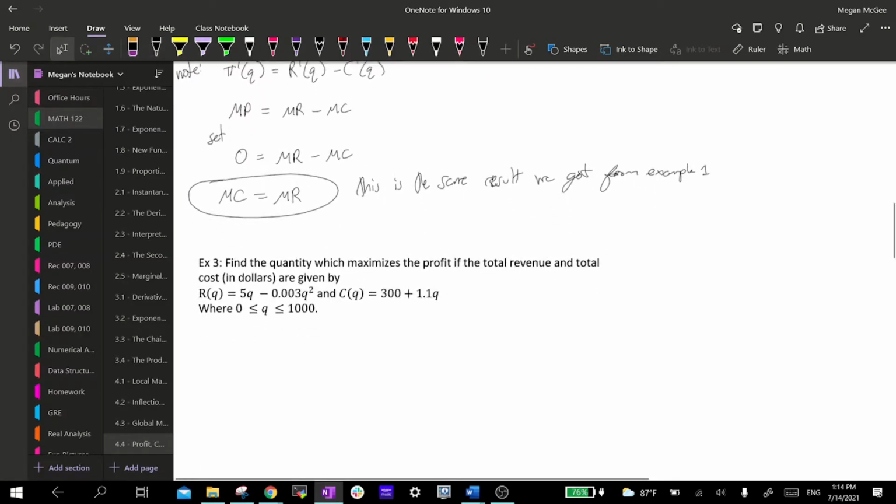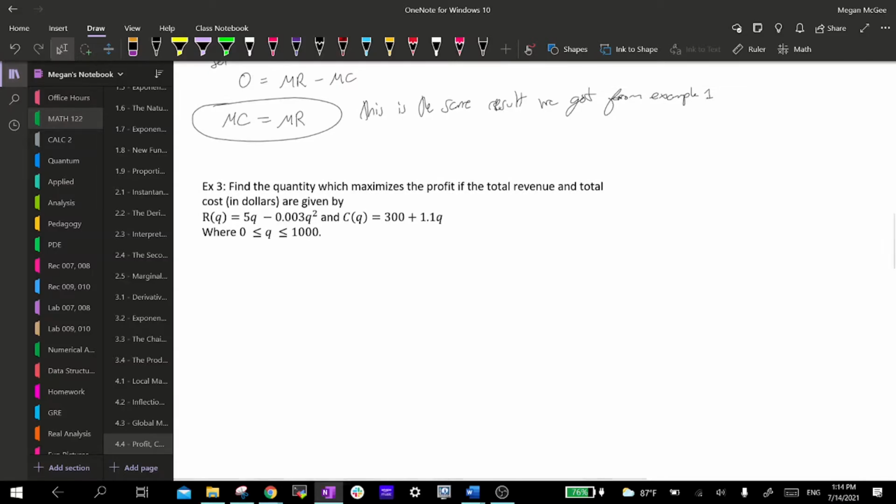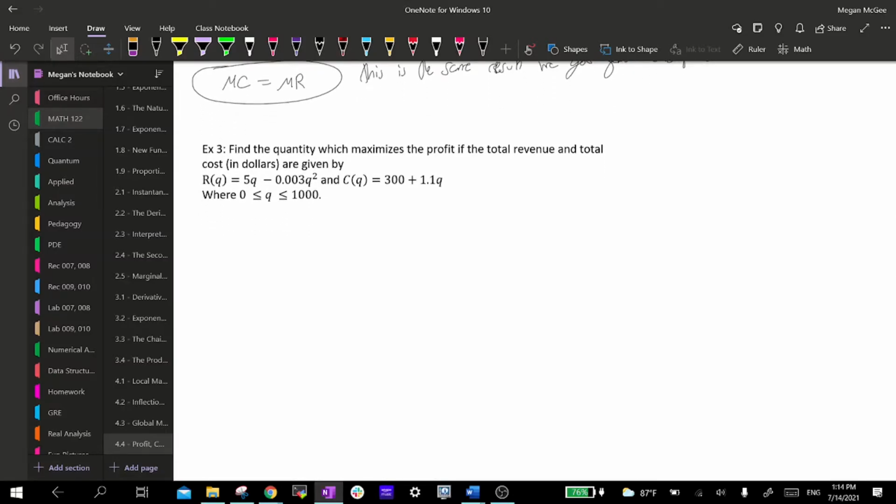Let's go ahead and look at example 3. We're going to find the quantity which maximizes the profit if the total revenue and total cost are given by, here we're given two functions, so revenue and cost. We're also given some endpoints. Remember, when we're trying to find a global max, we also need to examine the endpoints of the function.